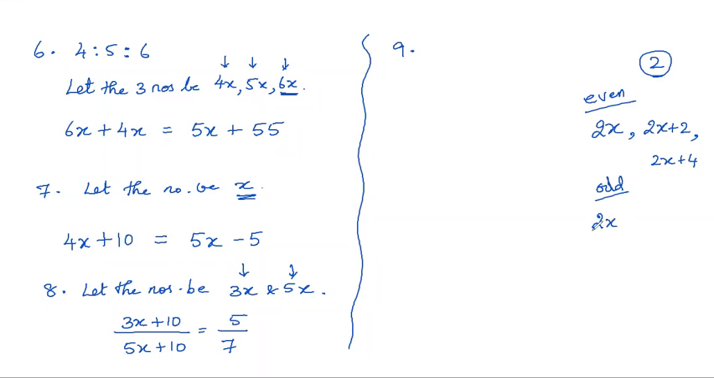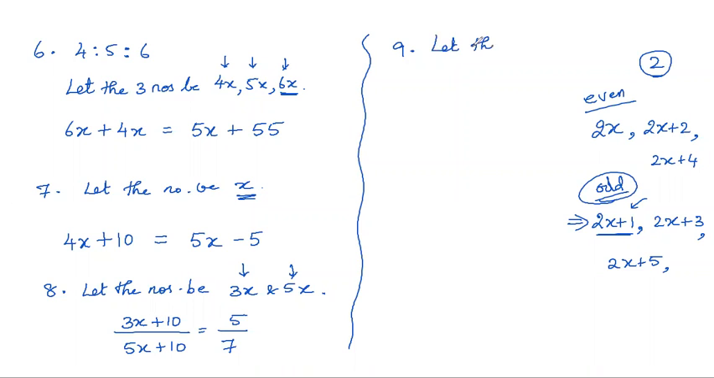Likewise, when you want odd numbers instead of even, consecutive numbers, for sure 2x is going to be even because 2 times anything is even. When you add 1 to it, this number 2x plus 1 will be an odd number. Then you add 2 to this value. Plus 1 plus 2 becomes plus 3, so it becomes 2x plus 3, the next odd number. And then the next odd number becomes 2x plus 5, adding 2.